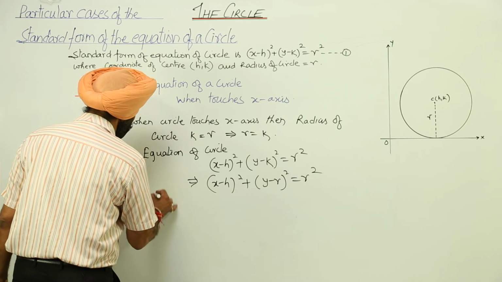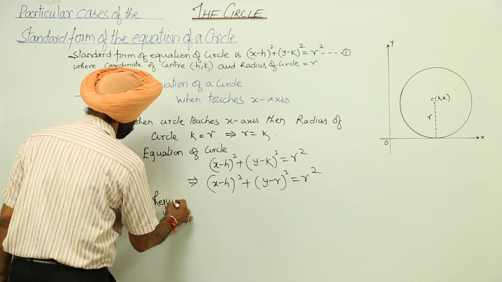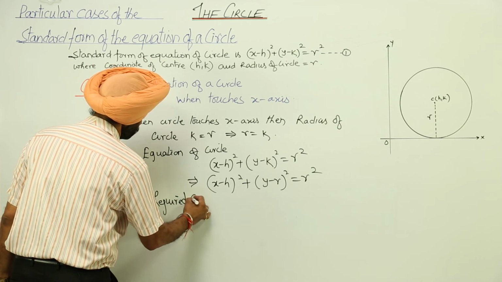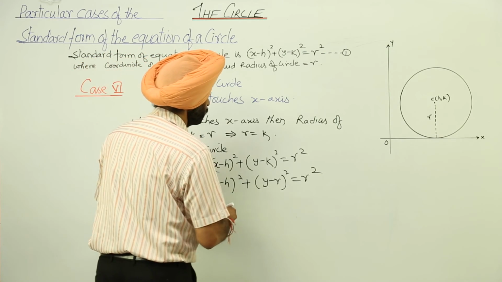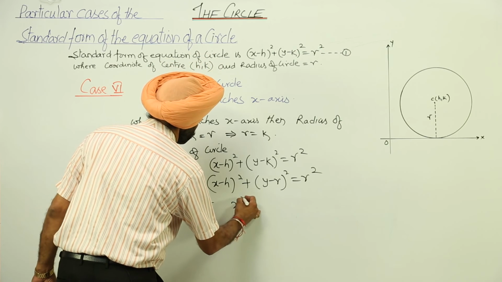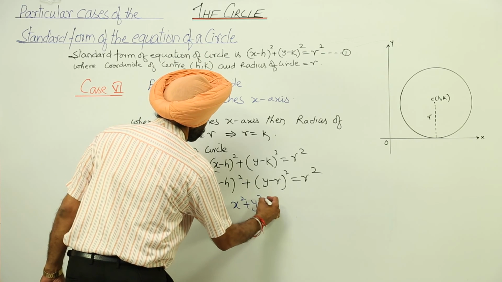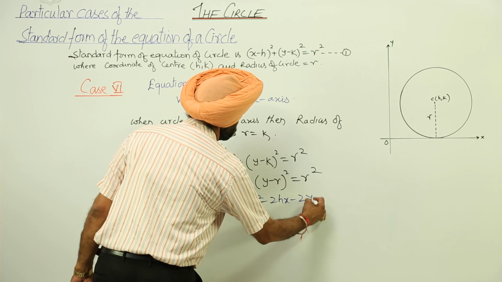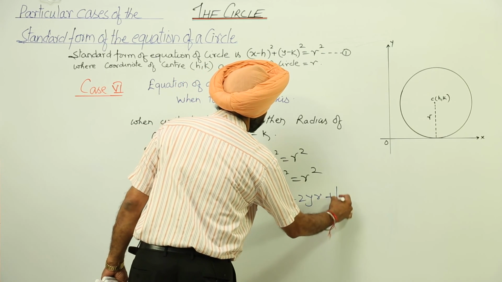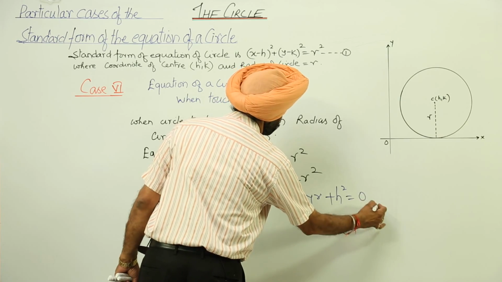Now required equation is x square plus y square minus 2hx minus 2yr plus h square is equal to 0.